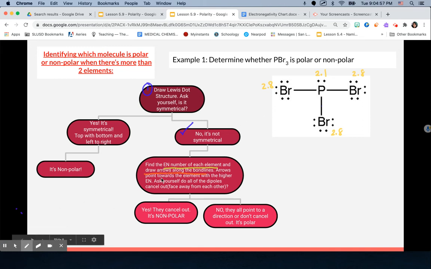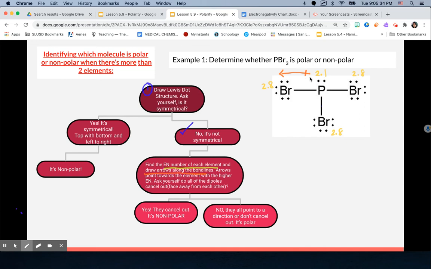Right. And then my next step is going to be draw the arrows along the bond lines. And note that I say afterwards that arrows point towards the elements with the higher electronegativity. So I'm going to follow this bond line between P and Br, and my arrow is always going to point towards the element or the atom with the higher electronegativity number, whichever one wants the electrons more.